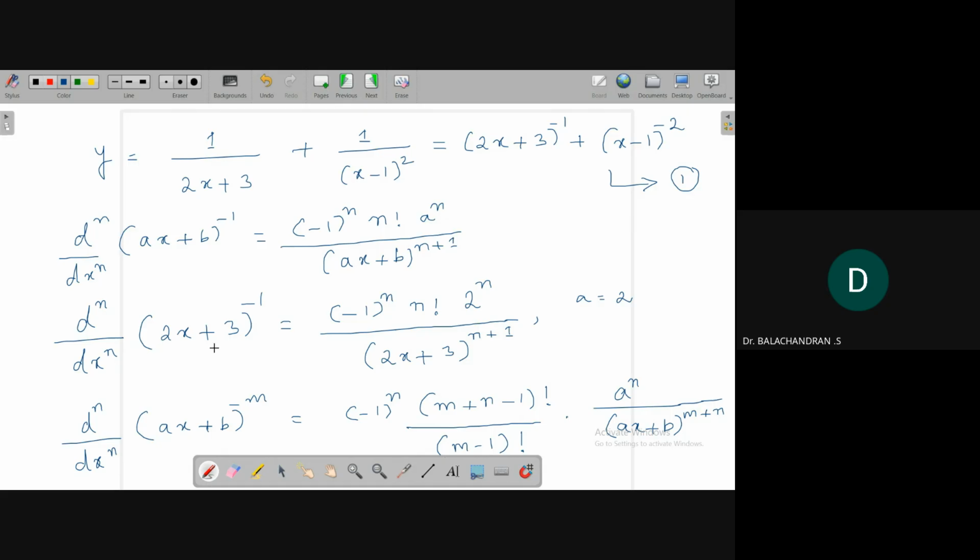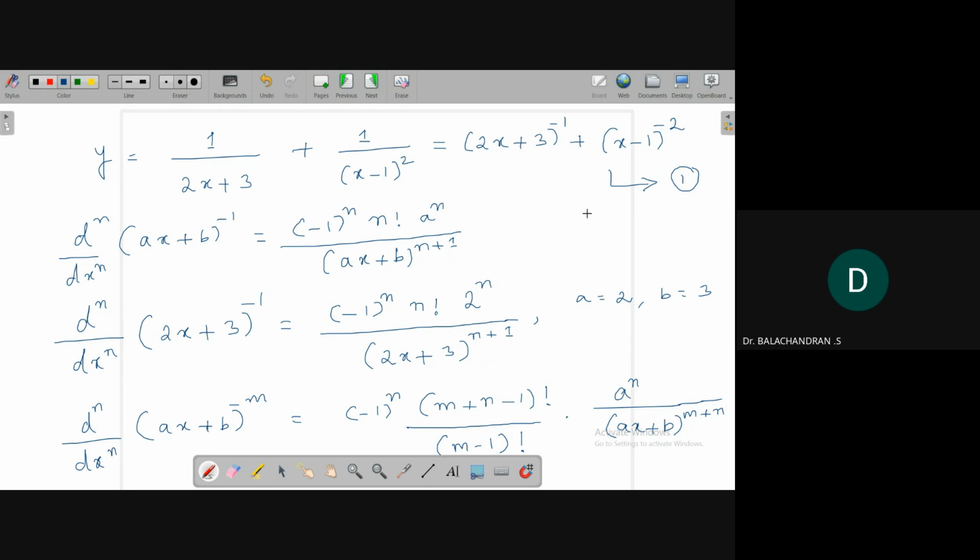And b is 3. A equal to 2, b equal to 3. Substitute here, so then what will we get? (Minus 1) whole power n into n factorial into 2 power n, divided by (2x plus 3) whole power n plus 1.